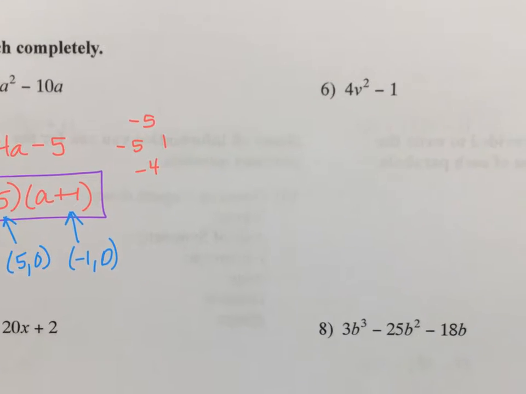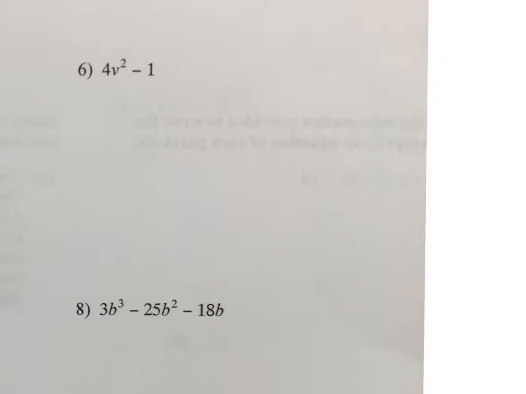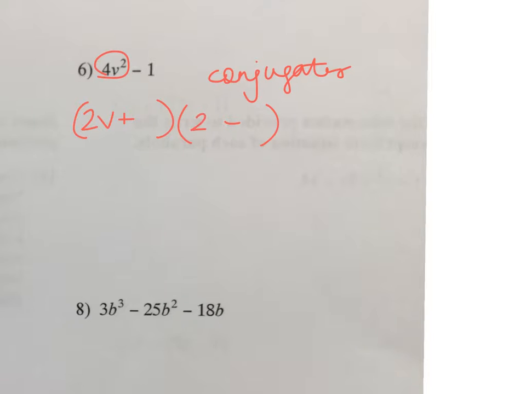Okay, let's look at question 6. Question 6 is missing the middle. So this is an example of conjugates or difference of squares. So you could work this out, but the easiest thing to do is just set up your 2 parentheses. One's positive, one's negative. Think about how you split v squared apart. That's 2v and 2v. And then how you split -1 apart. Sometimes that tricks people. That's +1 and -1.